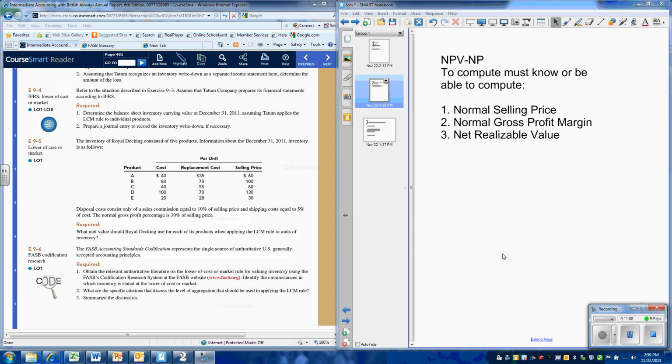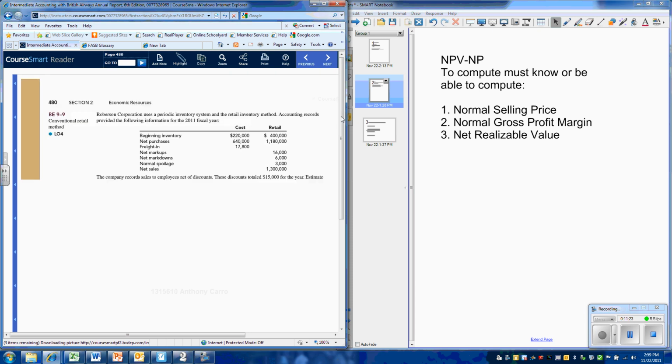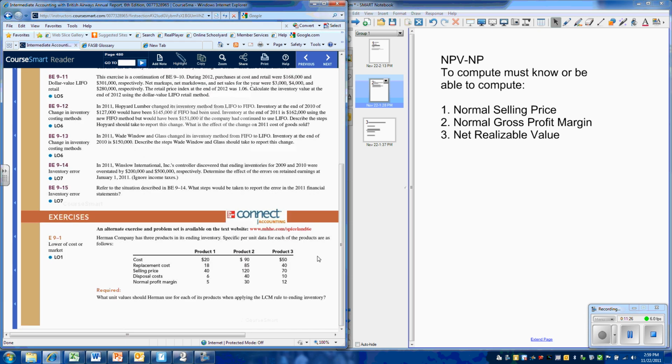As I said, to compute the net realizable value minus normal profit, you have to be given the normal selling price, the normal gross profit, and the net realizable value. Sometimes that's given to you straight out. As in exercise 9-1, they give us not only the selling price, but they also provide the normal profit margin, so you don't have to calculate that amount. You would have to, in that problem, determine the net realizable value.